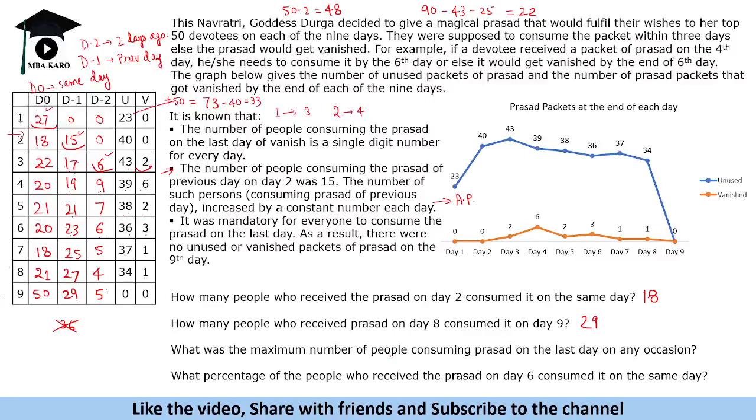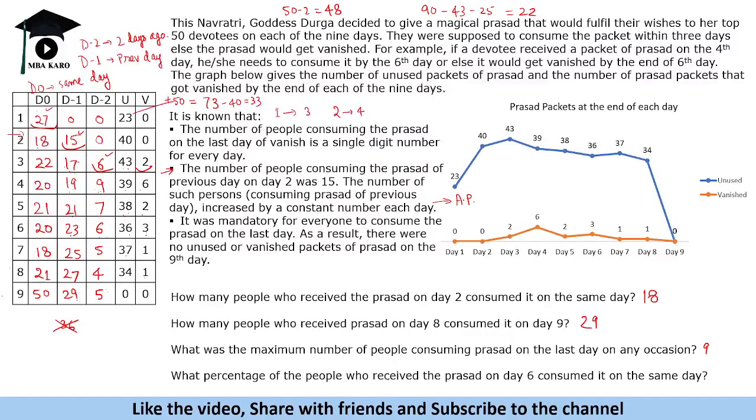What was the maximum number of people consuming prasad on the last day on any occasion? So on last day, that is D minus 2, the maximum number is 9. Now if it was a TITA question, you could have just marked randomly, thinking that it's a single digit number, you could have taken a risk to mark 9 as the answer.